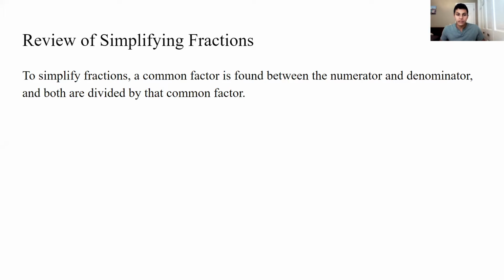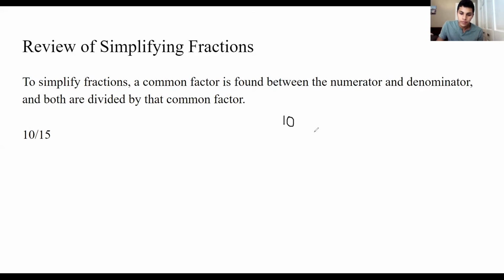When we simplify fractions, we always find a common factor between the numerator and denominator, and divide both by that common factor. Remember, a factor is a number that something else is divisible by. A factor of 4 is 2, for example, because 4 is divisible by 2. Let's do an example to solidify it. Let's simplify the fraction 10 over 15.